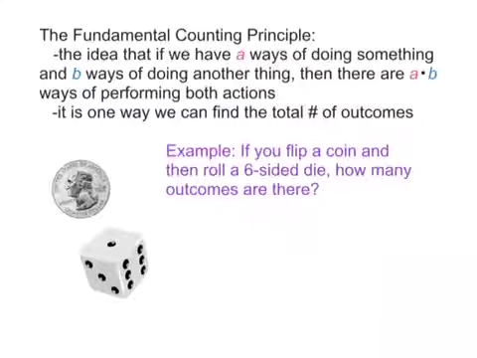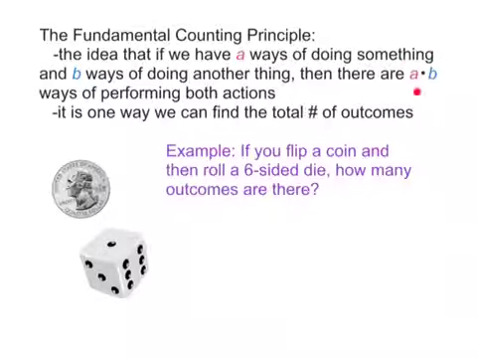The fundamental counting principle is the idea that if we have A ways of doing something, so flipping a coin, we would have 2 ways of doing that, and B ways of doing another thing. So rolling a die, we would have 6 different ways of or outcomes for rolling a die.